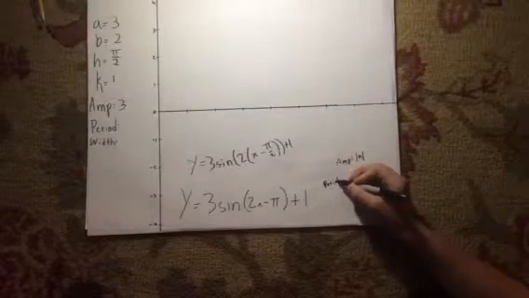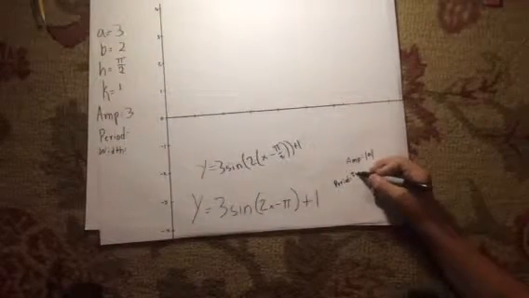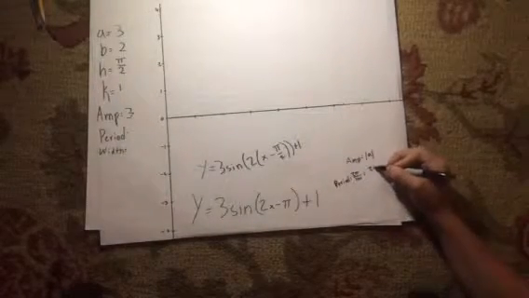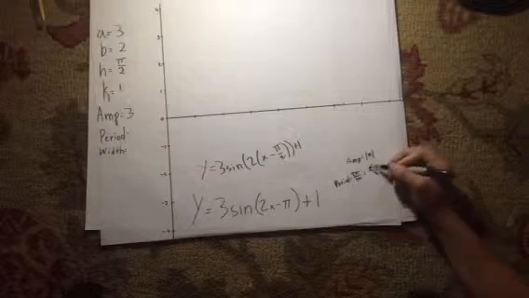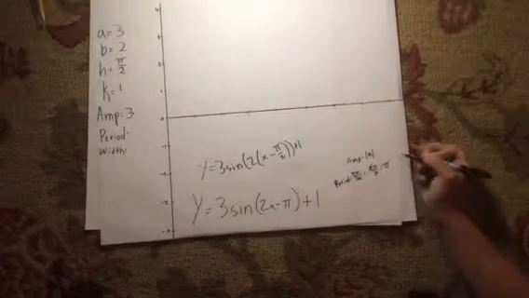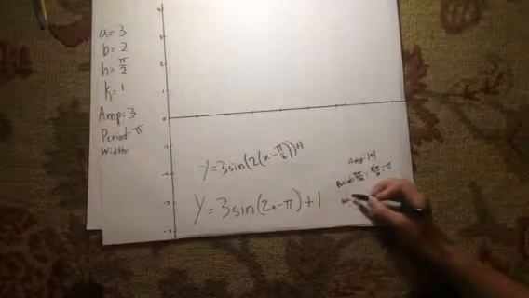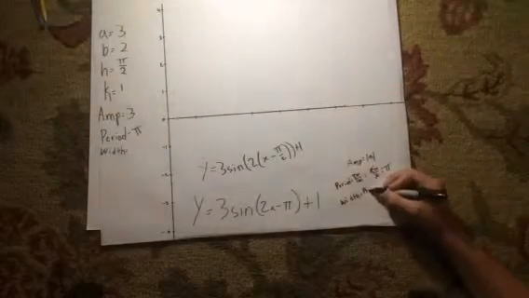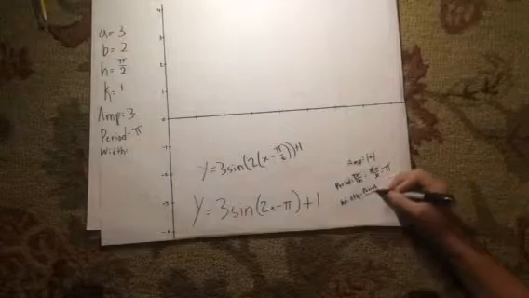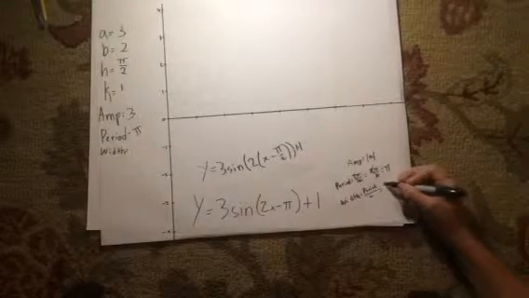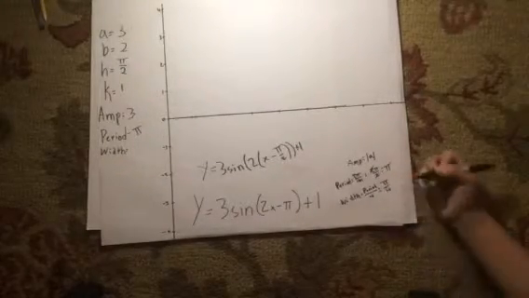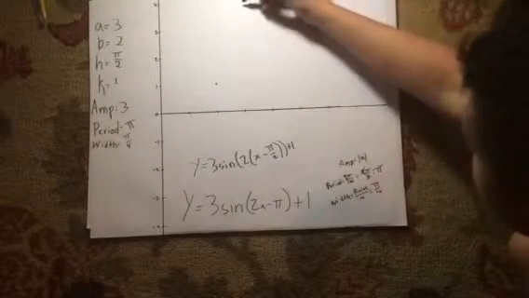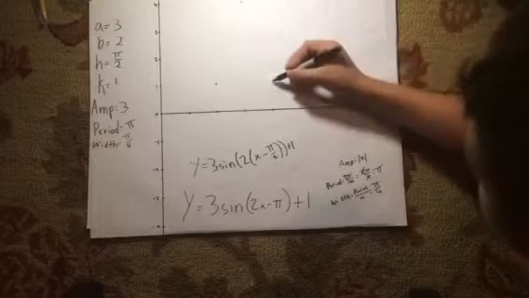If you want to find the period, you take 2 pi and divide it by the absolute value of the b. If you plug in the numbers, you get 2 pi over 2, which simplifies to pi. To find the width of each tick mark, you take the period and divide it by 4, which would be pi over 4.